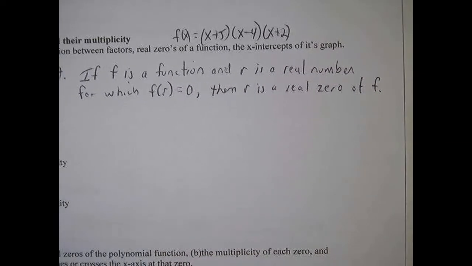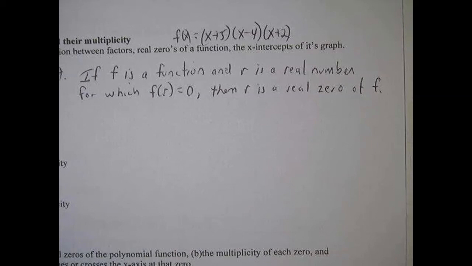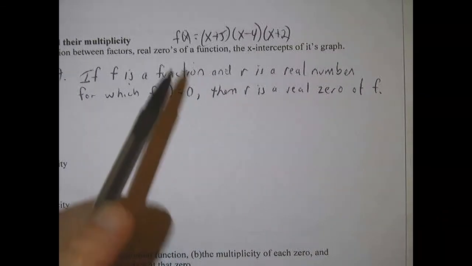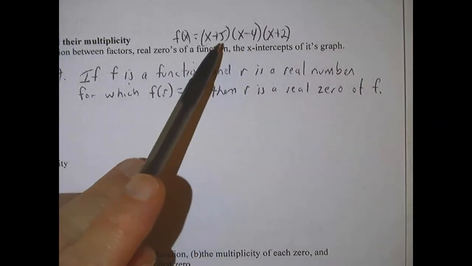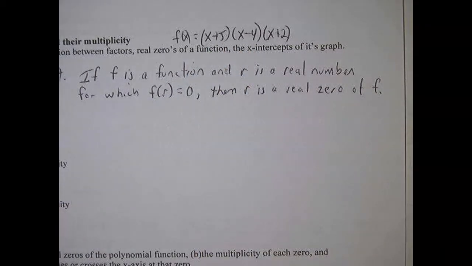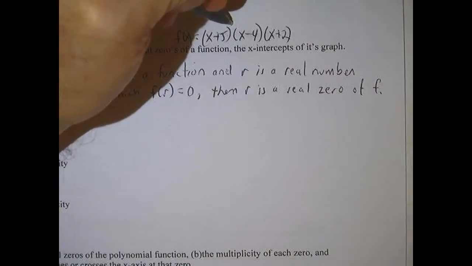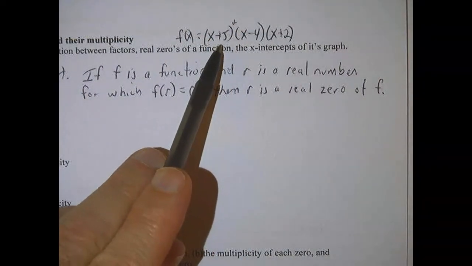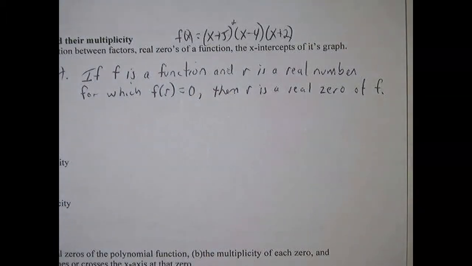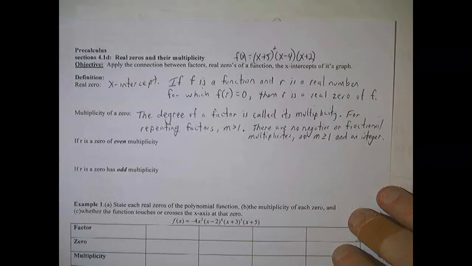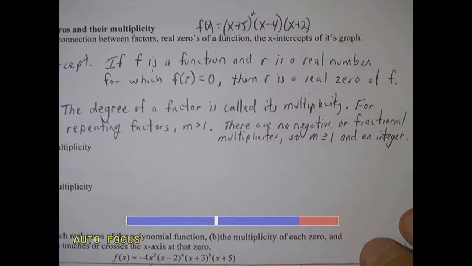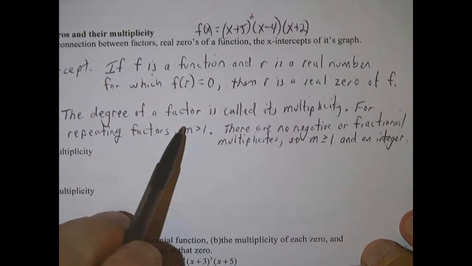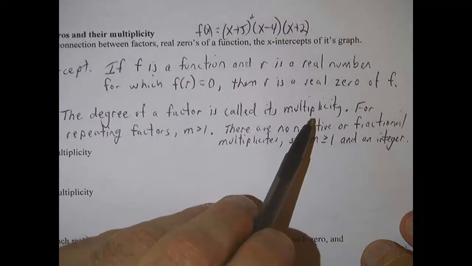Okay, so the multiplicity of a zero, that's the degree of the factor. Now in this example that I showed you here, these are all assumed to be first degree factors. But if this were a second degree factor, then that would make the negative 5 have a multiplicity of 2. Okay, so we're going to write that down. The multiplicity of a zero is the degree of a factor. The degree of a factor is called its multiplicity.